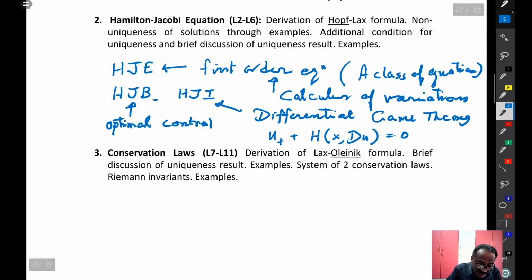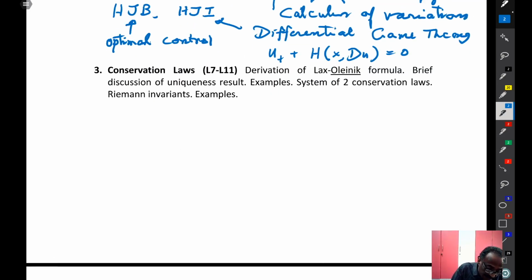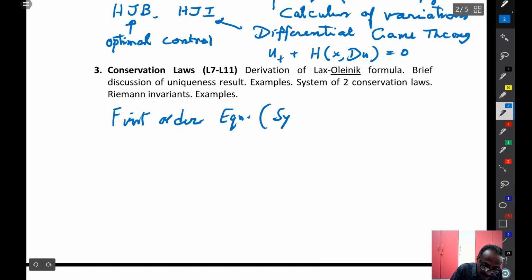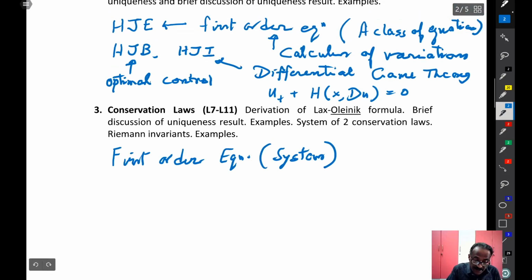And similarly, there is another first order equation. This is also a first order equation or first order system, and we derive again a representation of this one, what is called the Lax-Oleinik formula.